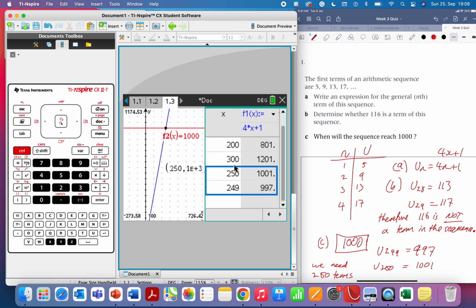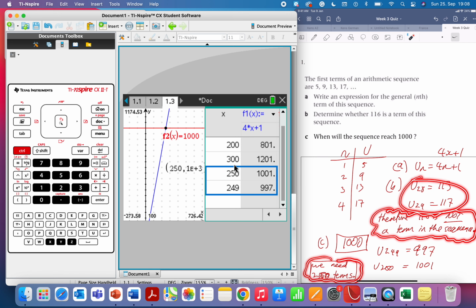Okay, so you give full sentence answers. I think a lot of you just didn't think you needed to write words down for your answers. So the key things for part B was 116 is not a term in the sequence, for this kind of reasoning, and we need 250 terms for part C.